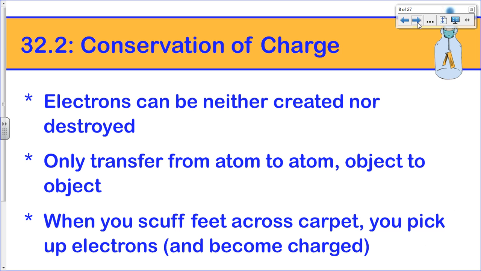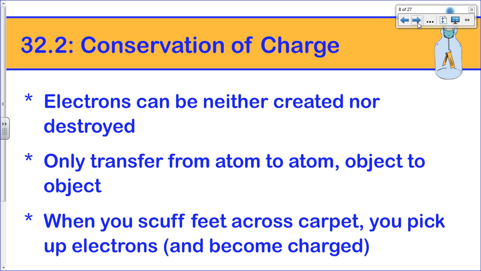Now, notice they're going from the fur to the rod. It's not that the rod is just all of a sudden gaining electrons from thin air. Okay, they have to come from somewhere. Just like matter cannot be created or destroyed, energy cannot be created or destroyed, electrons can be neither created nor destroyed. They are conserved.